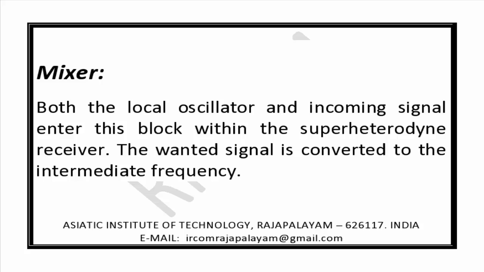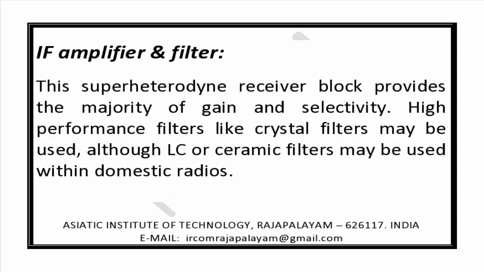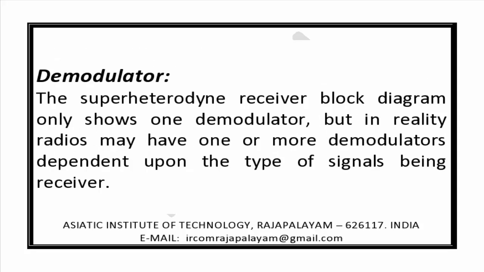Mixer. Both the local oscillator and incoming signal enter this block. Within the superheterodyne receiver, the wanted signal is converted to the intermediate frequency. IF amplifier and filter. This superheterodyne receiver block provides the majority of gain and selectivity. High performance filters like crystal filters may be used, although LC or ceramic filters may be used within domestic radios.